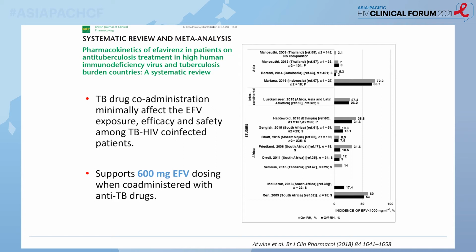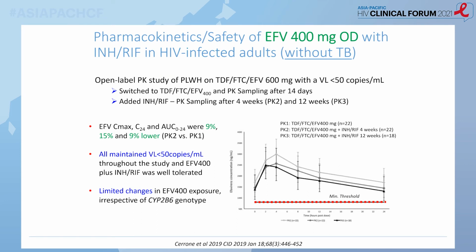But actually in Asia, there is a specific caveat. It was found that the 600 milligram dose of efavirenz produced a higher than expected toxicity. And there are studies showing that 400 milligrams of efavirenz was found to be equivalent to the 600 milligrams. So the question then was, could we give 400 milligrams of efavirenz with rifampicin?